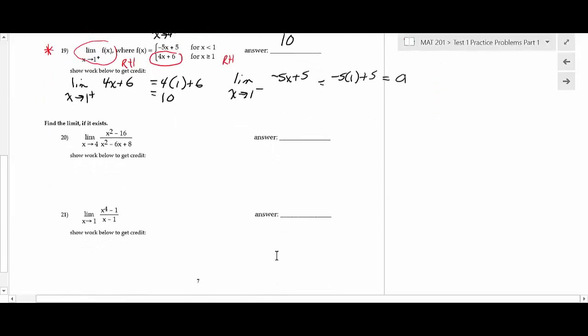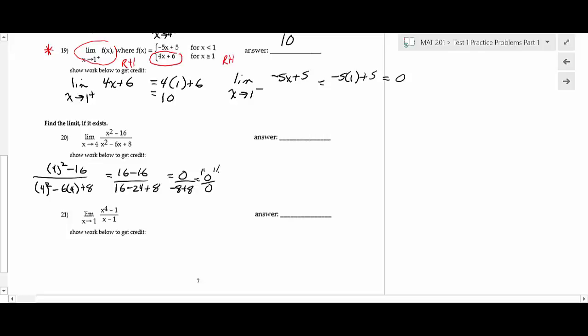Now we're going to get into some limits that are done algebraically. The first thing that you generally want to do is plug in the number and see if it's a 0 over 0 limit. So let's start by doing 4 squared minus 16 over 4 squared minus 6 times 4 plus 8. So that's going to be 16 minus 16 over 16 minus 24 plus 8. So that's 0 over negative 8 plus 8, so that's 0 over 0. So that is a 0 over 0 limit.